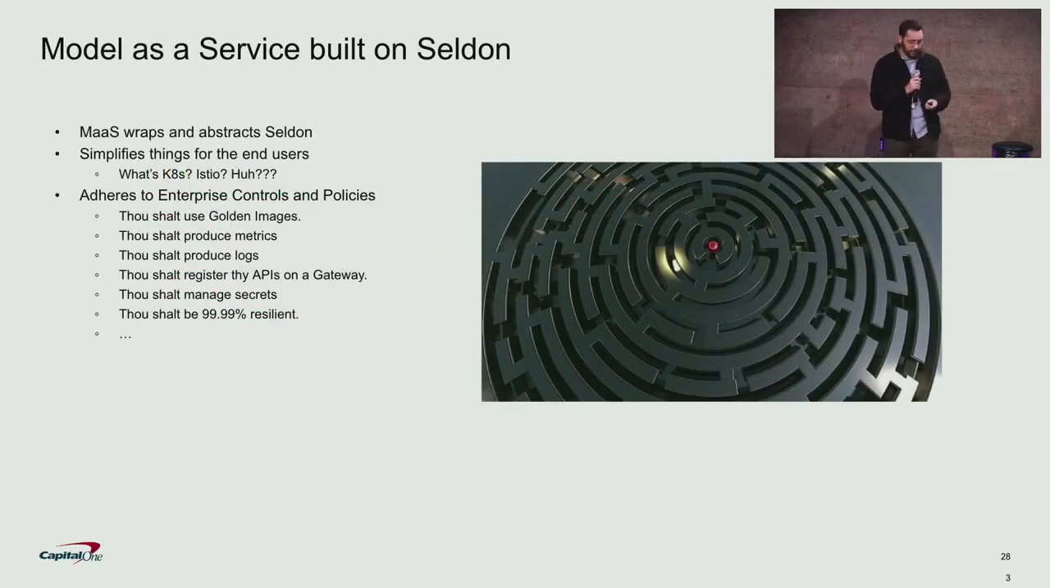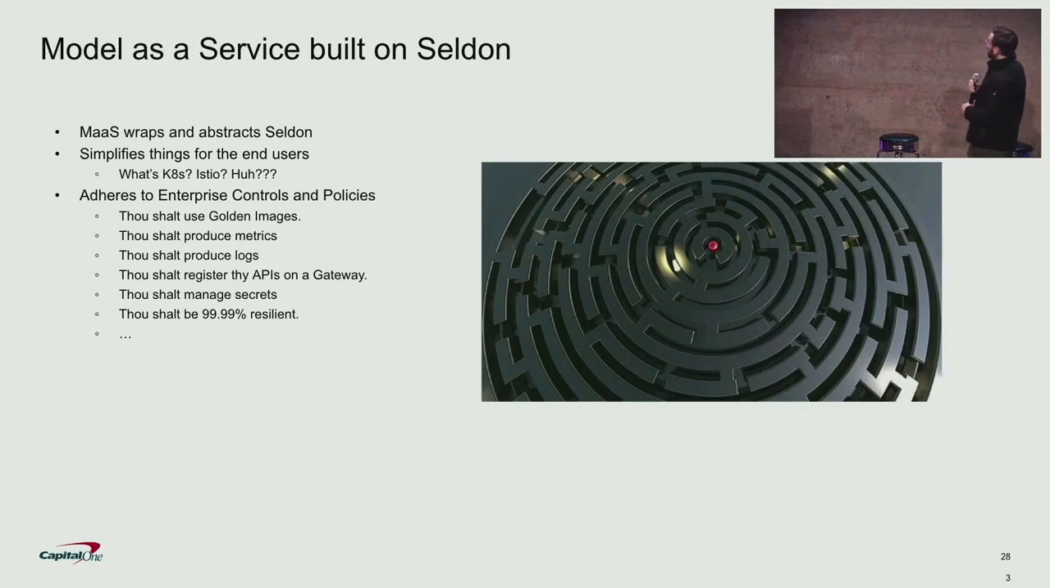So Models as a Service at Capital One is built on top of Seldon, and it abstracts Seldon in a way that simplifies things for you as a user. In terms of MLOps in the industry versus data science, there's not always a ton of overlap. Judging from the number of hands that went up, some of you may know what Kubernetes is, but not everybody knows what Istio is. That's the service mesh that connects all the things together, and operators and all that stuff.